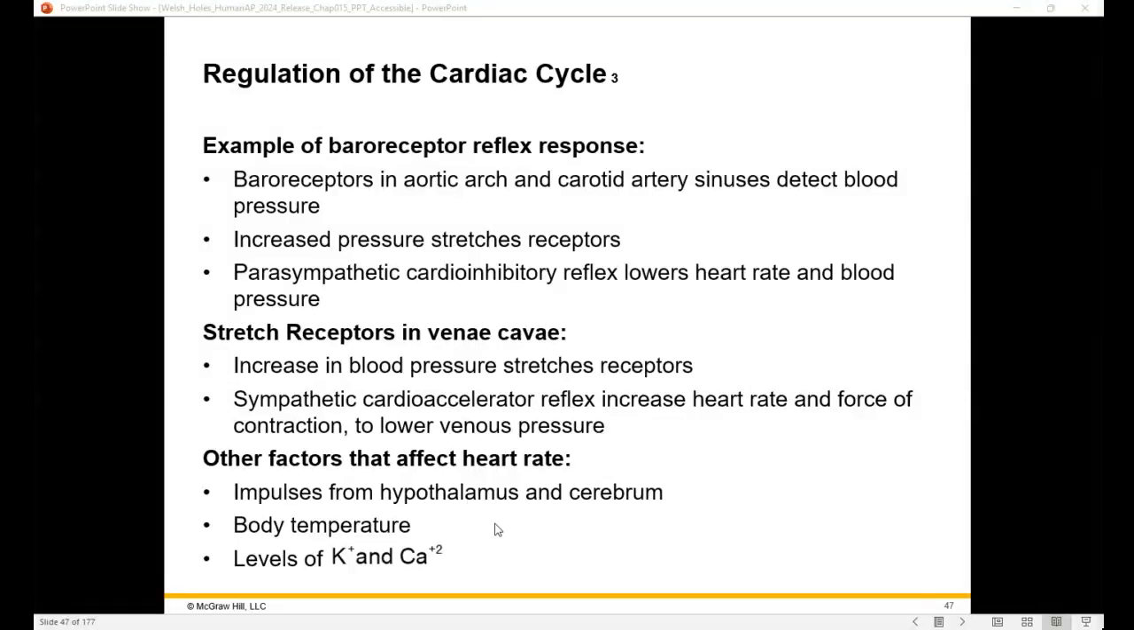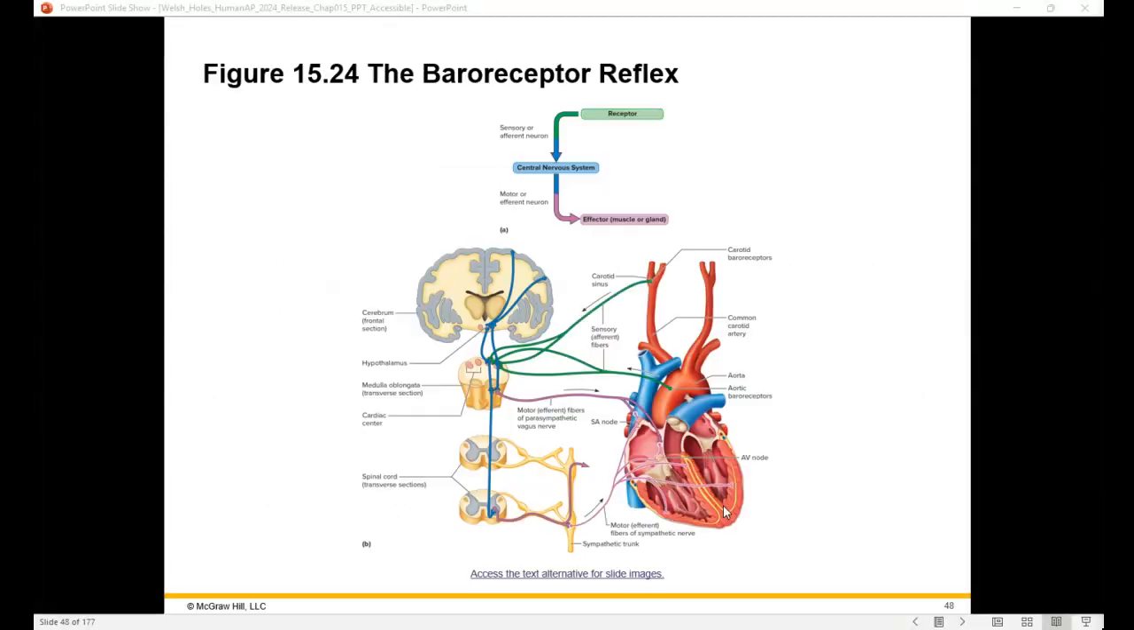Other factors that affect the heart rate include impulses from the hypothalamus and cerebrum, body temperature, and levels of potassium and calcium. This is a diagram of the baroreceptor reflex.